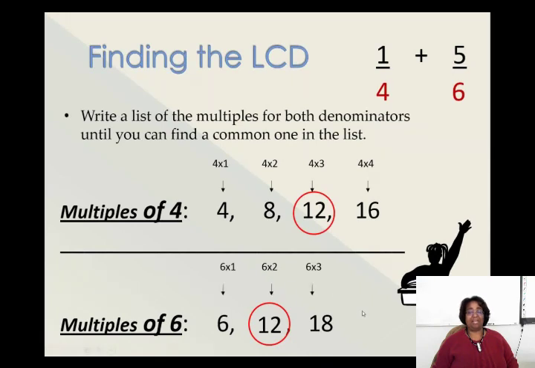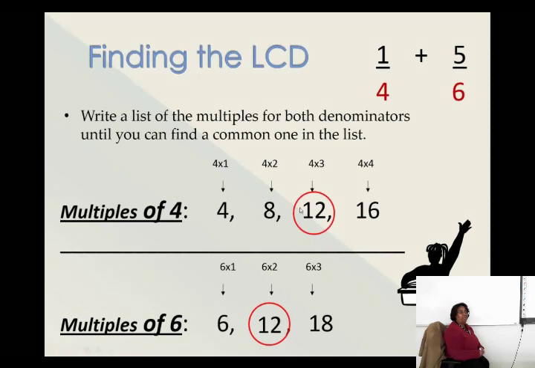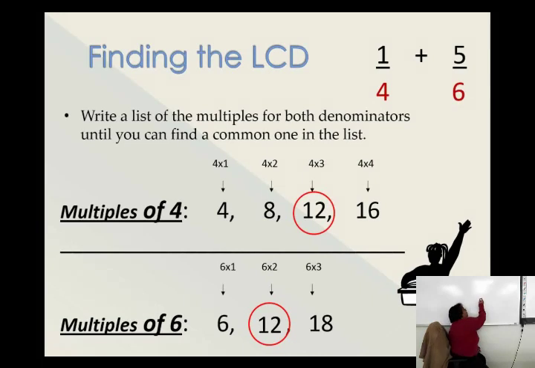But notice in my list, I didn't have to go very far before I found a number that was in both lists. And that is the number 12. 12 is the least common denominator for 4 and 6. Now, remember, I showed you guys a shortcut for this too. When you have 2 or 3 or 4 different denominators, what you want to do is go to the largest denominator and just write multiples of that one and compare. That's the shortcut. In this case, it's 6, right? It's the largest.